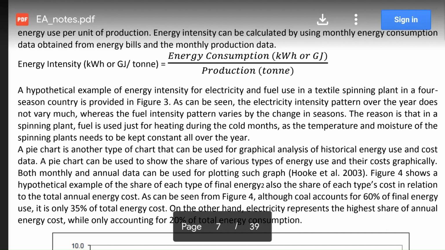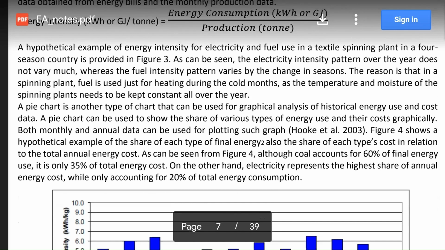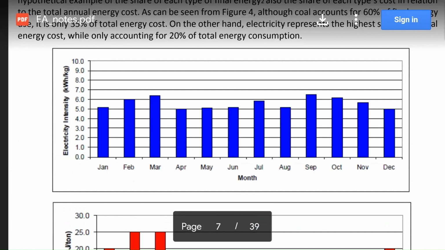And the denominator is the weight. It is the production which is being done due to the consumption of that electrical energy, or in the broad category you can say the energy. So that is the tonnage which is being produced. This is the energy intensity, and it can be further classified into electricity intensity, which is in kilowatt hour, as I have just mentioned, that electrical energy is measured in kilowatt hour.